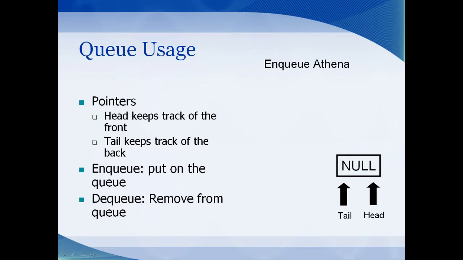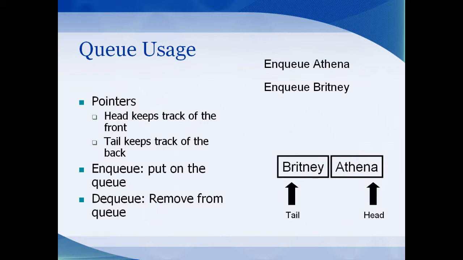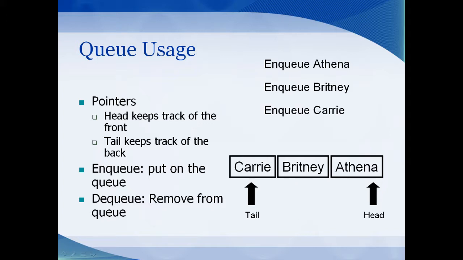So we're going to do names this time. We're going to enqueue Athena. So now both pointers are pointing to the only item in the list, which is both the head and the tail. Now we're going to do another name. We're going to enqueue Brittany. The head pointer stays there, but the tail is now pointing to the end of the queue, or to Brittany. Now if we add another person to this queue and Carrie is added to the end of the line, the tail is still keeping track of that end of the line.